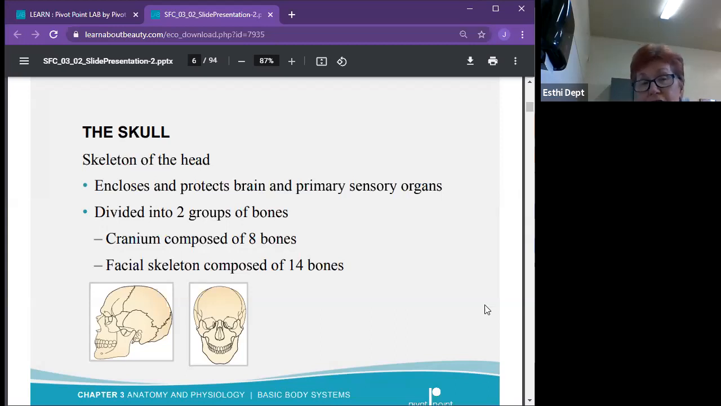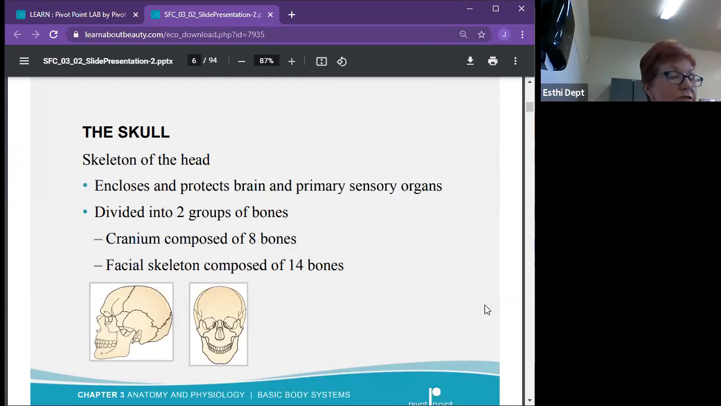Okay, then you have the second set or group of bones, which are known as your facial skeleton. And that's composed of 14 bones. I don't have an acronym for that anymore. You're only going to have to know 9. However, in the count, we're going to count 14. You only need to know 9 for board, but you have to know that there's 14 facial bones.